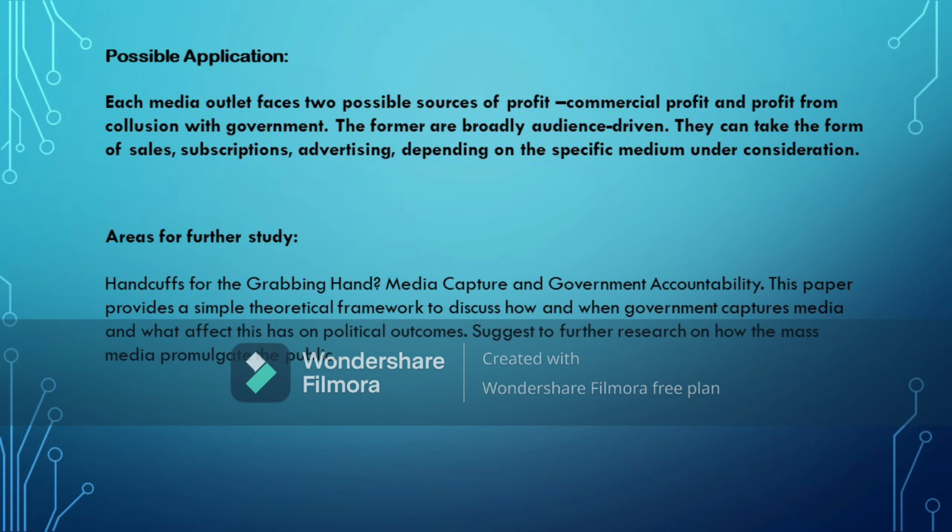Areas for further study. Handcuffs for the grabbing hand? Media capture and government accountability. This paper provides a simple theoretical framework to discuss how and when government captures media and what effect this has on political outcomes. Suggest further research on how the mass media promulgate to the public.